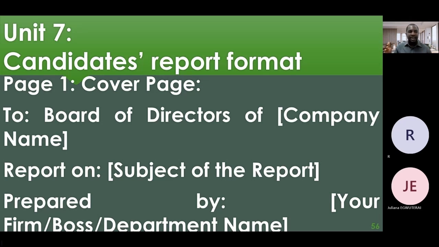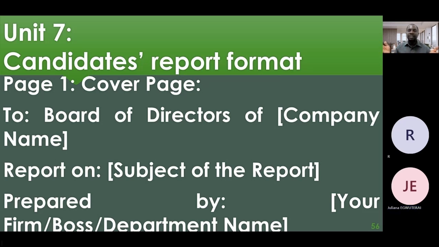Then the next thing is you write board of directors. Don't write cover page. No need for that. Just put the header, write the addressee, then the addresser. Report on. And if it's internal.